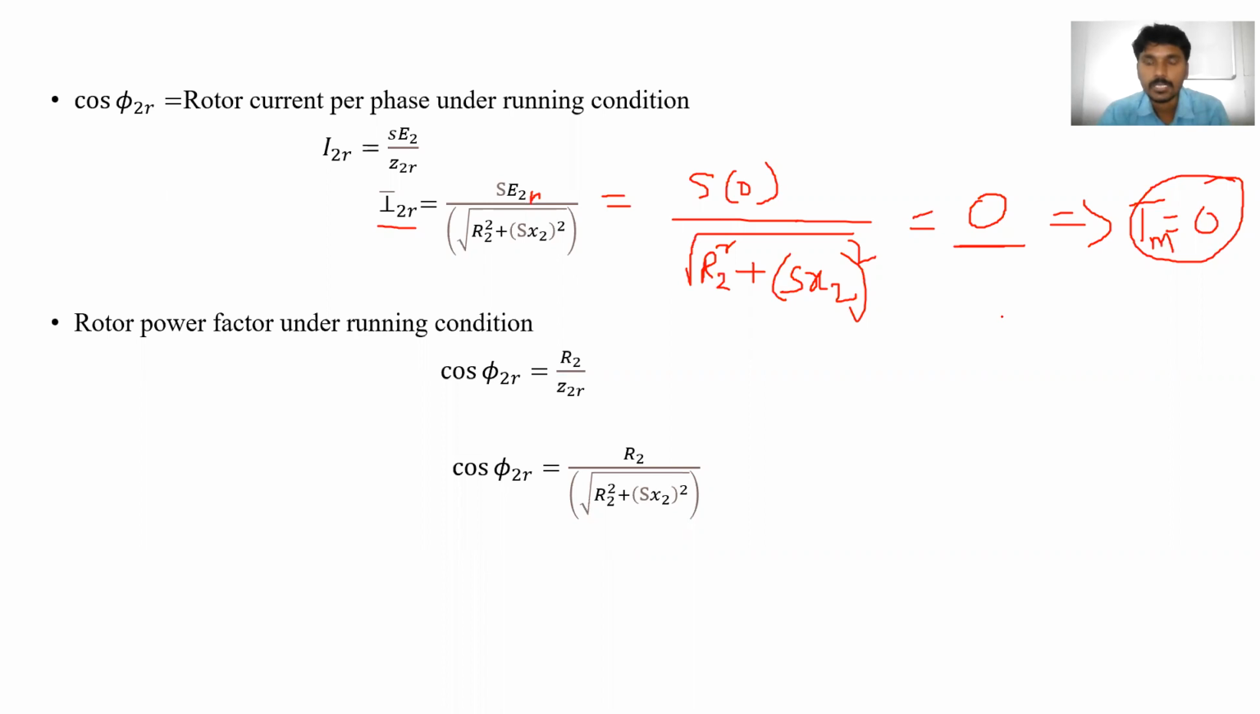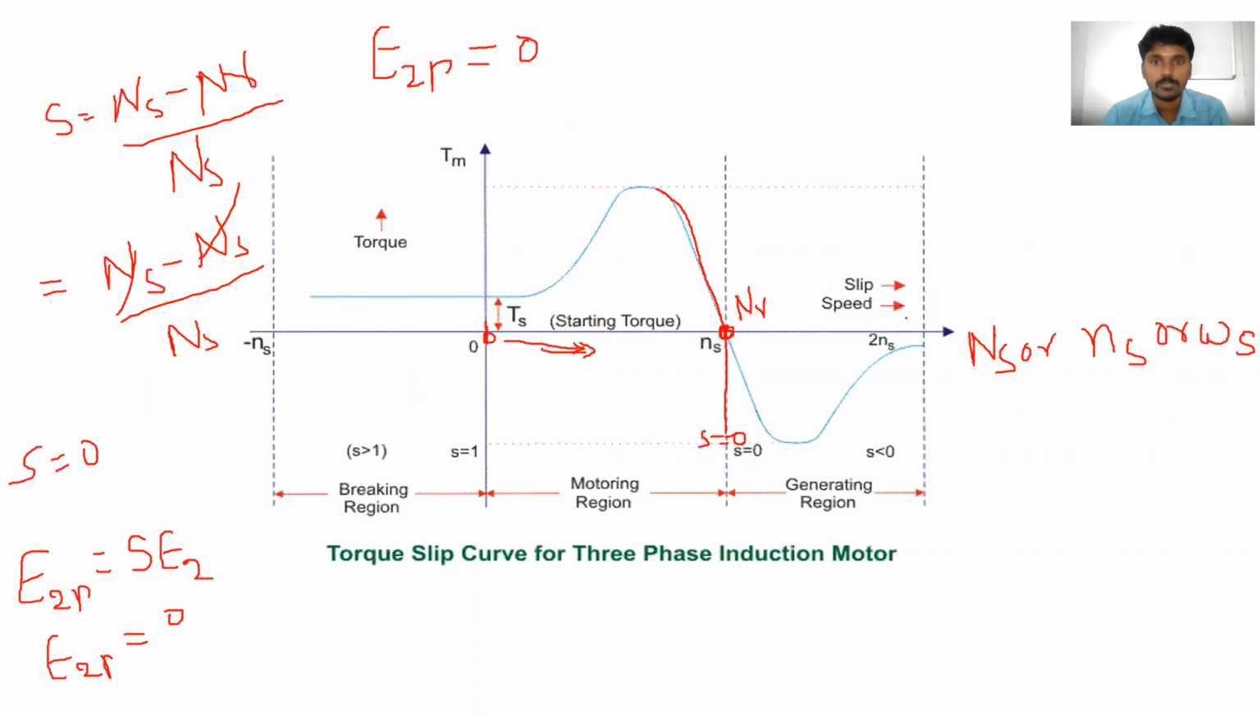So this is the reason why the induction motor will never run at the synchronous speed. The induction motor can never run at the synchronous speed. Clear? So that's why this machine is called an asynchronous motor or asynchronous machine. Like the same here also, when the motor speed is equal to synchronous speed, the torque becomes 0. Clear?